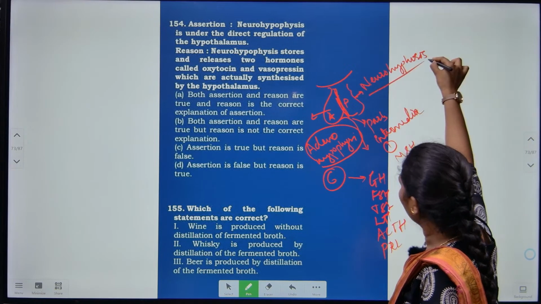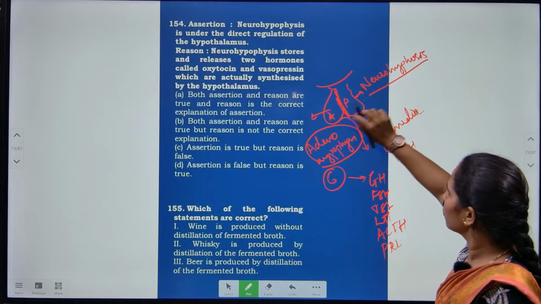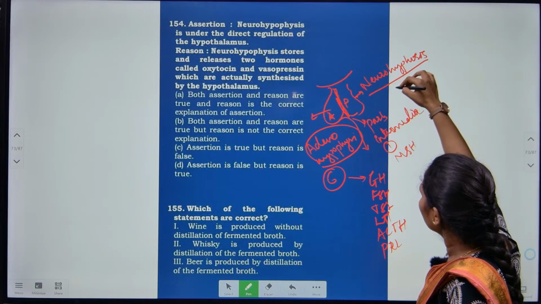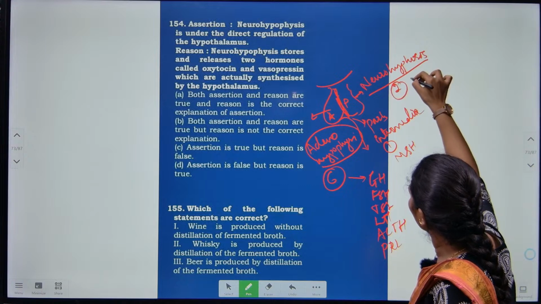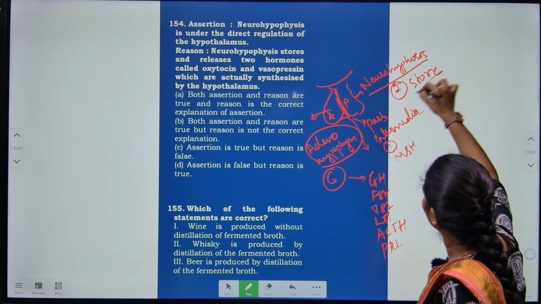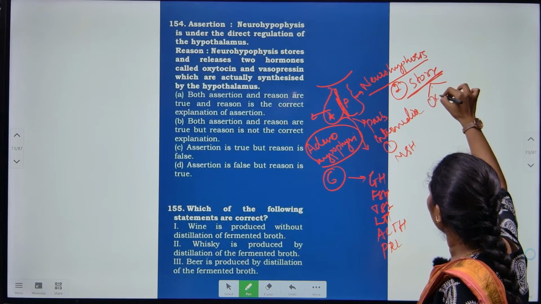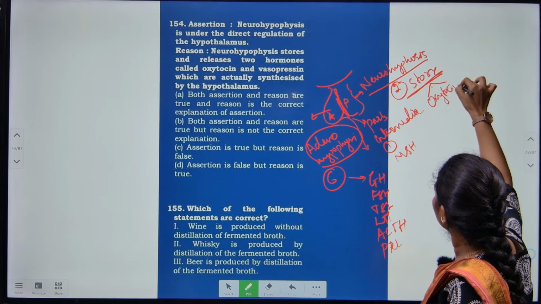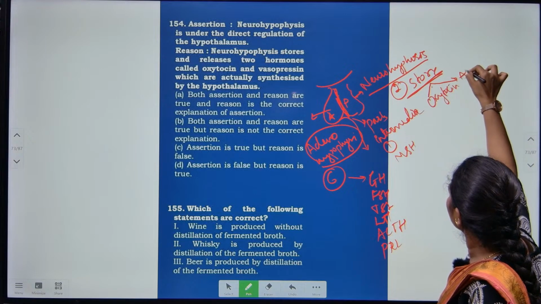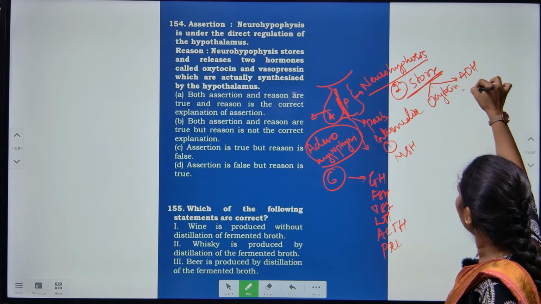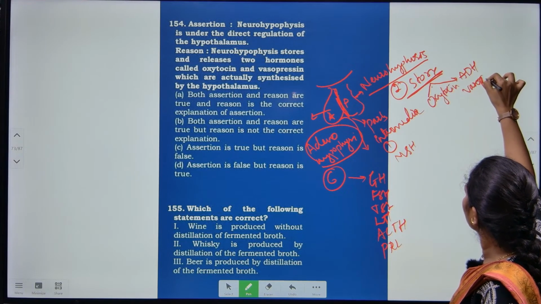But neurohypophysis is not going to secrete any hormone, it is just going to store 2 hormones, and the names of the 2 hormones are, one is called oxytocin, and the second one is called ADH, or we call it vasopressin here.